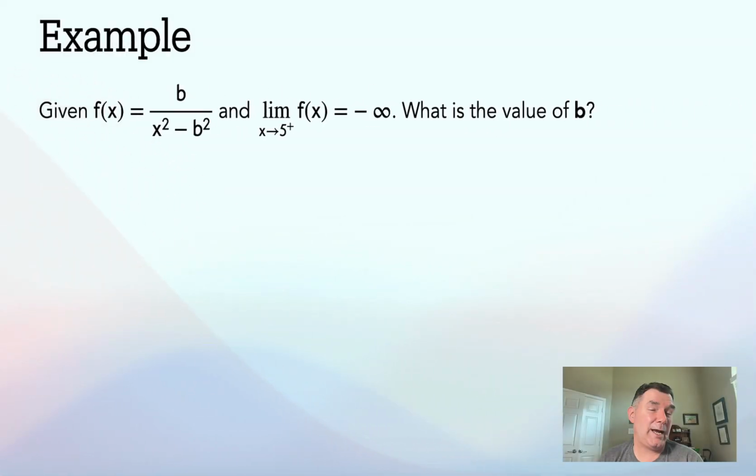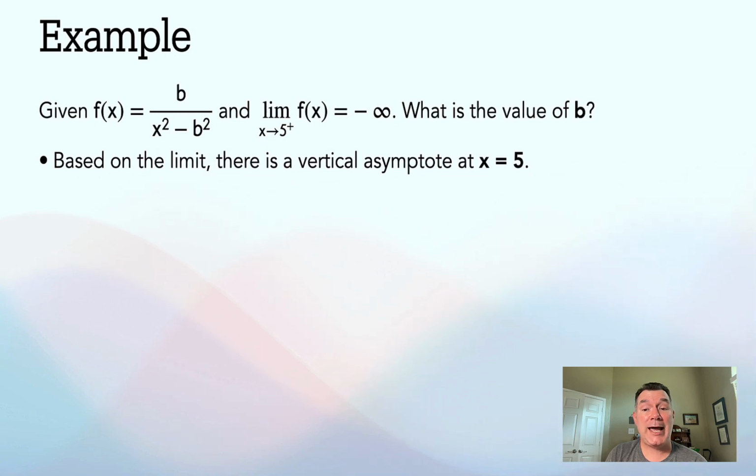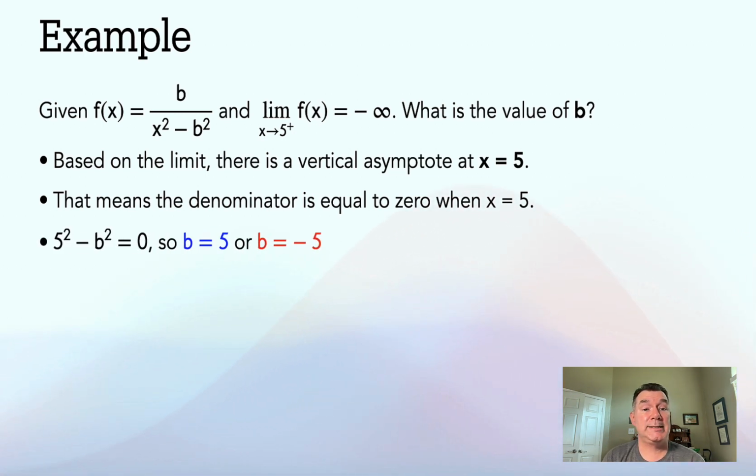All right, so a different kind of example. Let's say that f of x has a parameter b in it, and I'm told that as x approaches 5 from the right, the function values approach negative infinity. And I need to know what value of b is going to make that happen. Well, obviously, there is some kind of vertical asymptote at x equals 5. Otherwise, it wouldn't really go to negative infinity. So that means that the denominator is going to equal 0 when x equals 5. So when I plug in 5, I should get 0.